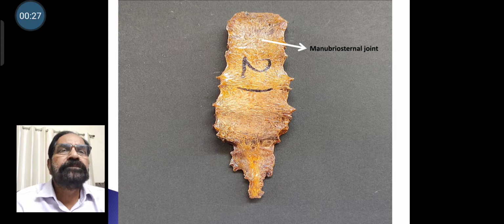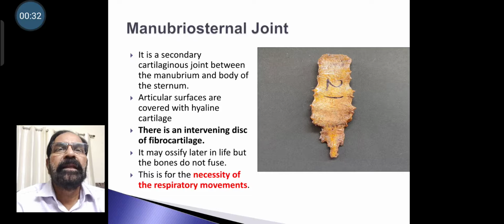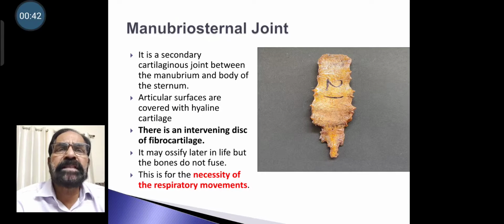So that is the sternum, showing manubriosternal joint between manubrium and the body of sternum. Manubriosternal joint is a secondary cartilaginous joint between the manubrium and the body of sternum. Articular surfaces are covered by hyaline cartilage. There is an intervening disc of fibrocartilage. So that is the binding material. It may ossify later in life, but bones do not fuse. This is for the necessity of respiratory movements.